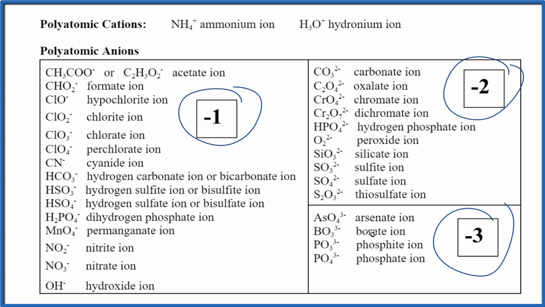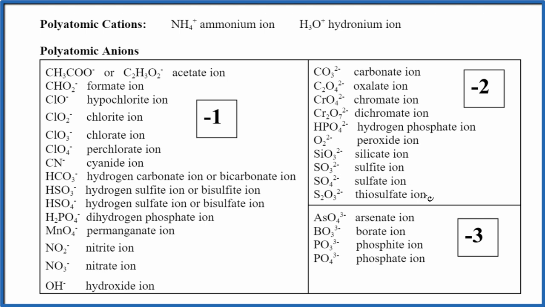So that's really helpful. And your teacher may allow you to use a table of polyatomic ions like this on tests and quizzes. So that can be real useful. I would recommend, though, that you memorize 7 of these polyatomic ions, the really common ones.